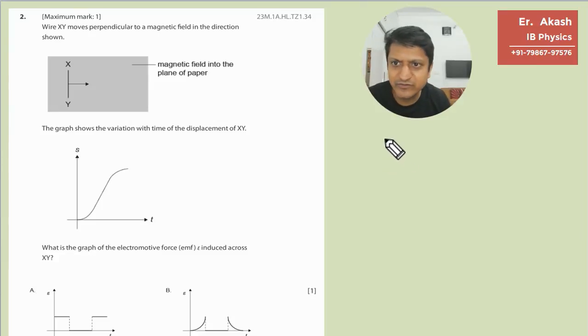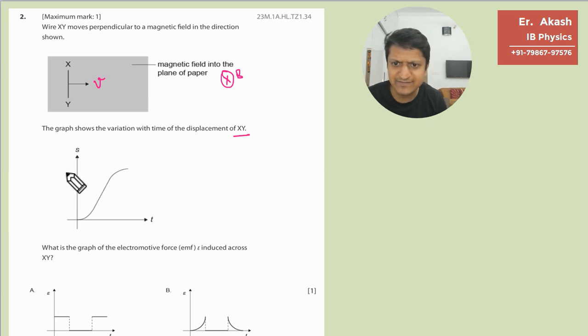Students, so there is another question, and the question says that wire xy moves perpendicular to the magnetic field in the direction shown. So this is the wire xy and it is moving like this, this is the velocity, and the magnetic field is into the plane of paper. So the magnetic field is into the paper. The graph shows the variation with time of the displacement of xy.